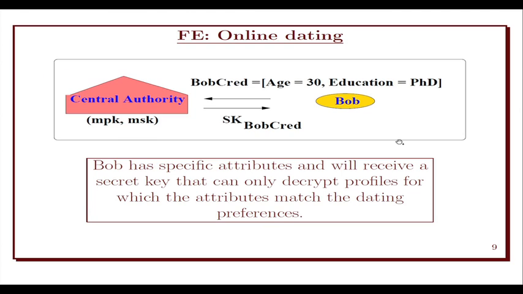Another application could be online dating. Suppose this is the BOP credential: BOP age is 30, education is PhD. Based on this, BOP will send it to the central authority, and the central authority gives the secret key corresponding to the BOP credential using the master secret key. Then the BOP has the specific attributes and will receive a secret key that can only decrypt profiles for which the attributes match the dating preference.